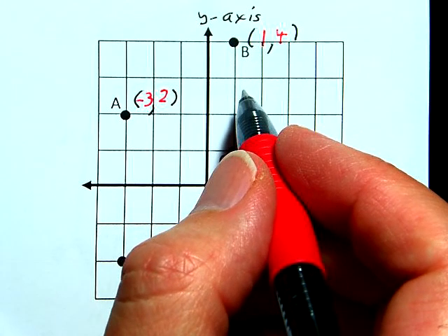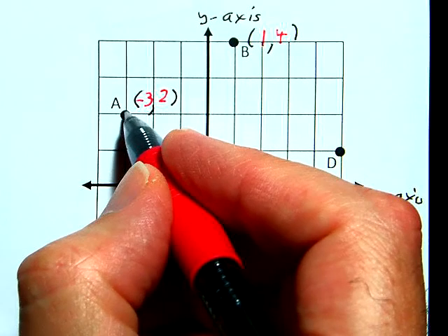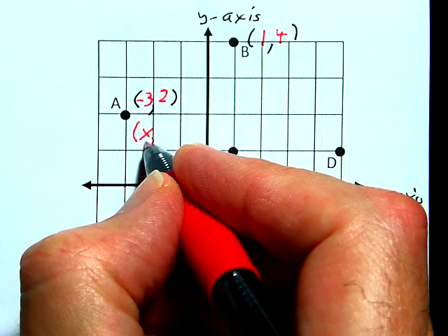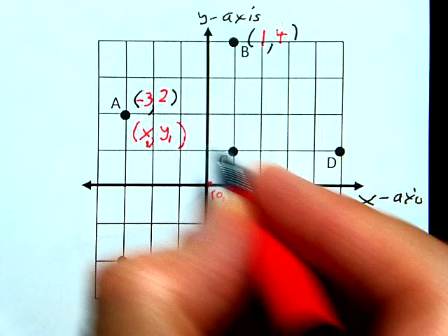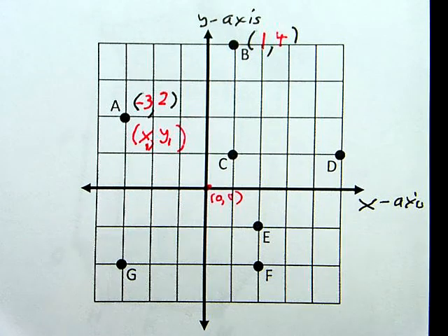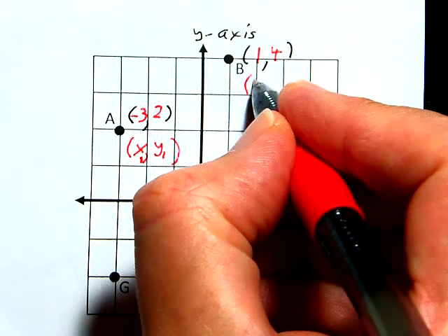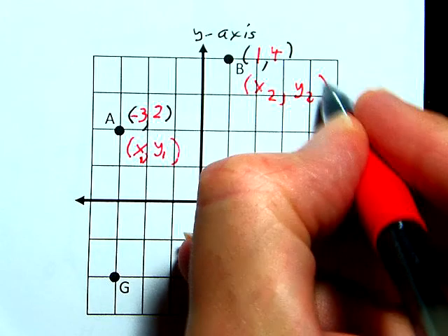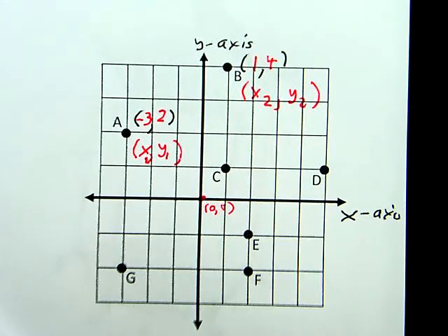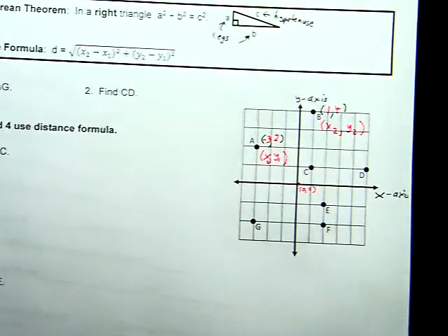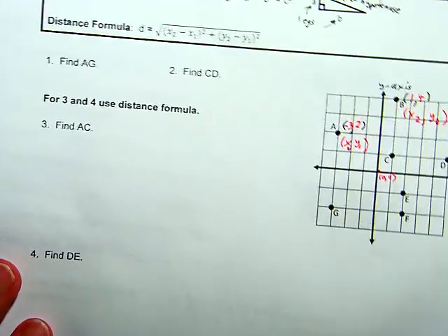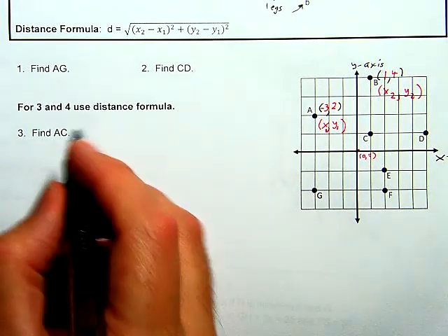So let's call the coordinates for A x1, I should put a little 1 down there, and y1. Okay, so x1 and y1 are the coordinates for A, and the coordinates for B are x2 comma y2. Okay, so now we can plug this all into the distance formula. So let me zoom out a little bit. Let's write our distance formula over here. And of course I'm not finding AC, you'll do that in class. I'm finding AB.